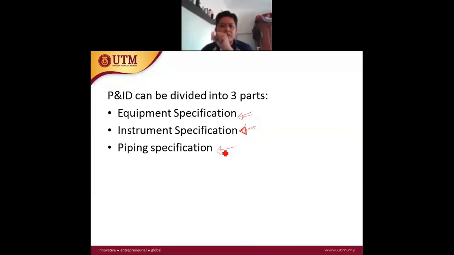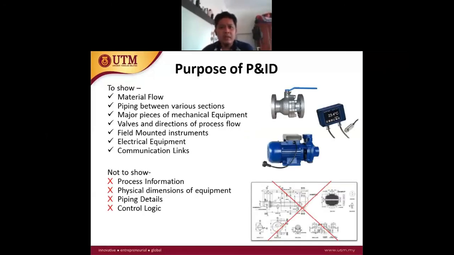Okay, and now the piping specification tells us whether the piping is transferring liquid or gas, pressurized gas, and so on. So that is what the P&ID is divided into. So basically, from the P&ID we can know the material flow and the material type, whether it is liquid or gas, or multi-phase. Multi-phase is the combination of liquid and gas. Okay, piping between the various sections.